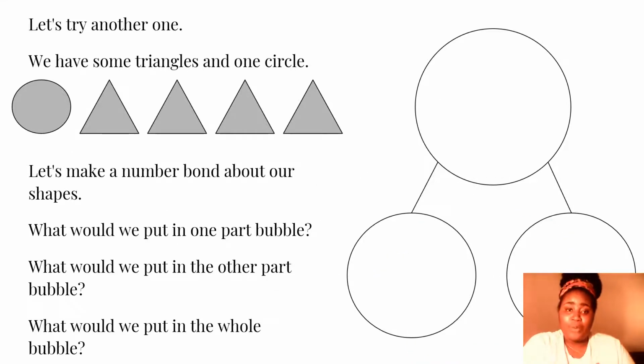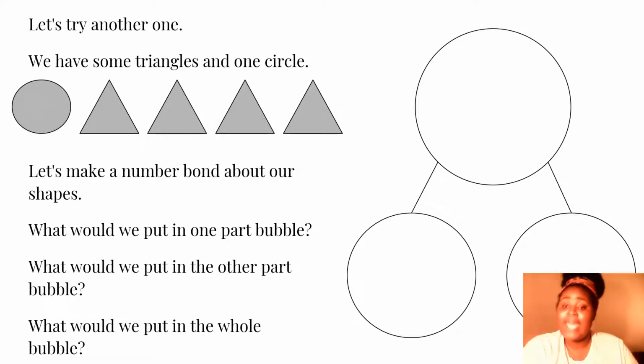So we have another one. This time, all of our shapes are the same color, but we have a different shape. So we can sort them by shapes because we have a circle and some triangles. And we know that circles and triangles are not the same thing. So this time we need to figure out how our number bond will look for these.